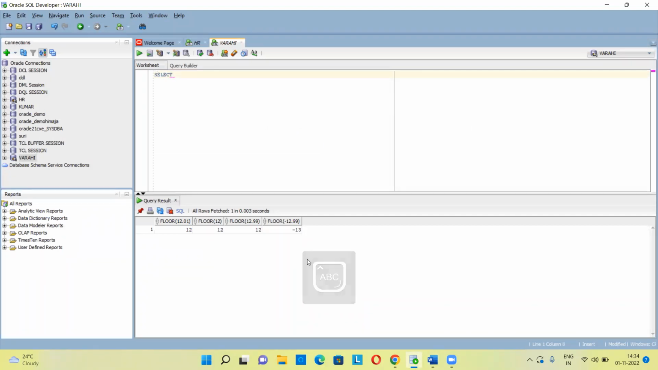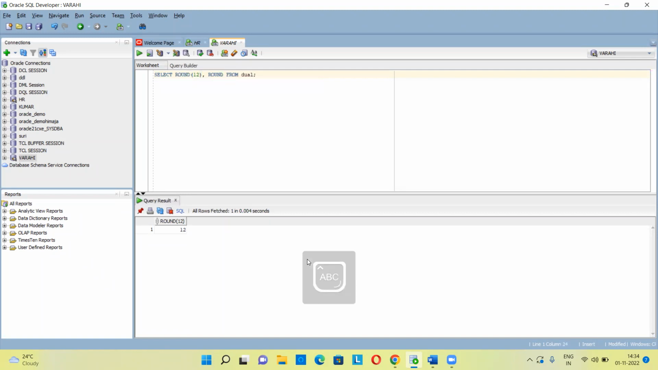Let's see now. I'm just writing round of 12. Is anything there to round? Of course, nothing. If you are not passing any second parameter, then by default it will take it as a 0. We'll see that. Round of 12 is 12. Very good.